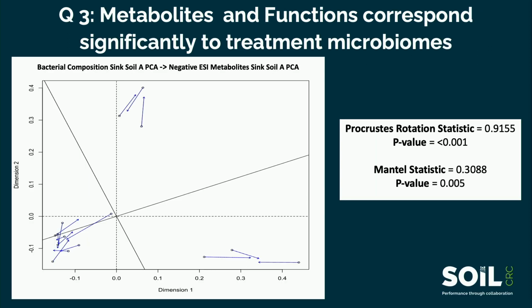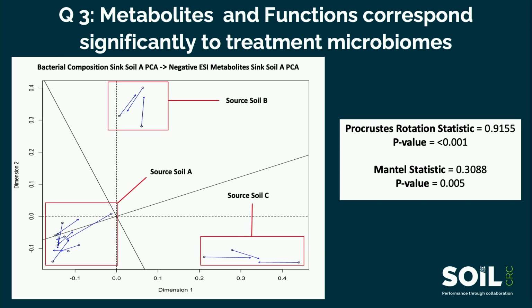And then I wanted to know whether the metabolites and the function of the soil correspond to either the sink, the source, or the treatment microbiomes. What I found is if you superimpose two PCAs over the top of each other and then slowly rotate one of them to try and match up, that's called Procrustes rotation. Here we have the different treatments, and what we're finding is you don't have to rotate the PCA very far to get the metabolites to match up with the composition. The Procrustes rotation statistic is 91%, so 91% of the metabolites being produced can be explained by the microbial composition.